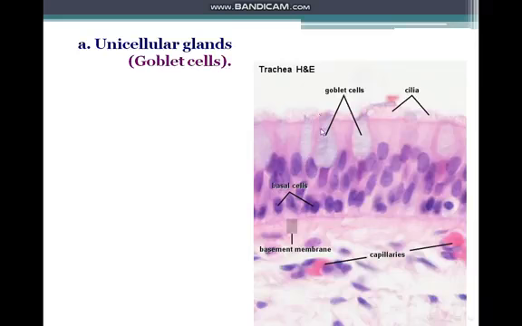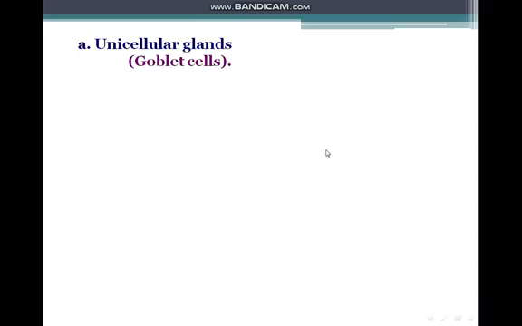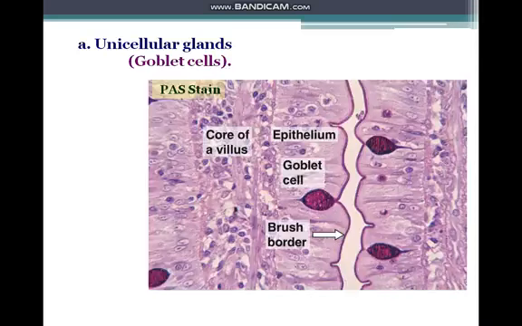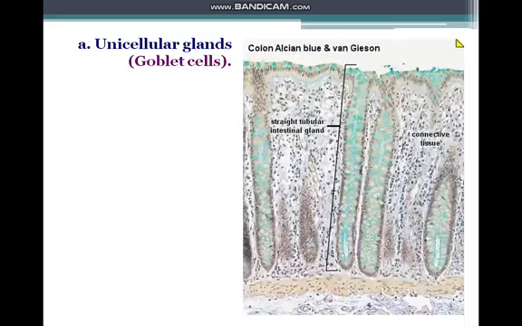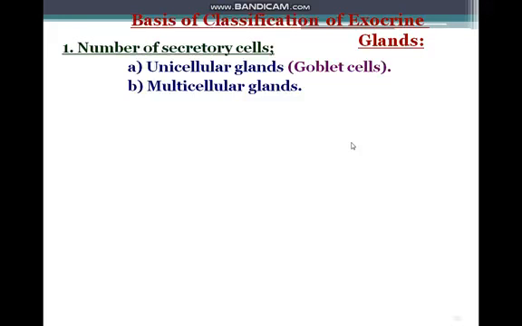Here in H&E it is stained lightest in color. In other stains, such as the PAS stain, it is stained pink in color due to its content of mucoid glycoprotein. In another stain, such as the Van Gieson stain, it appears greenish in color.